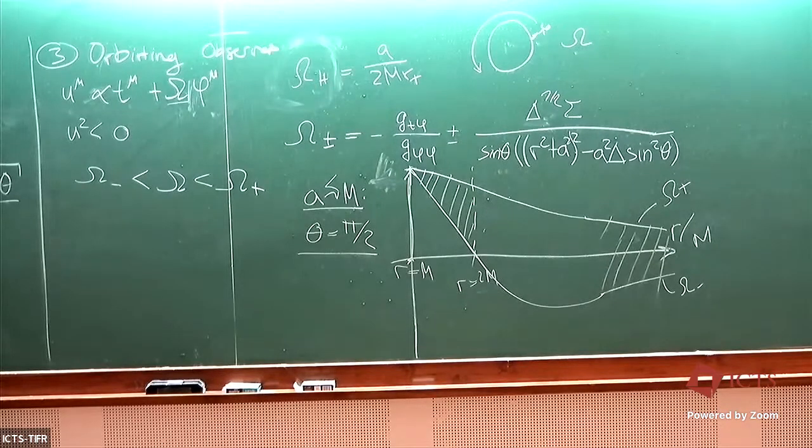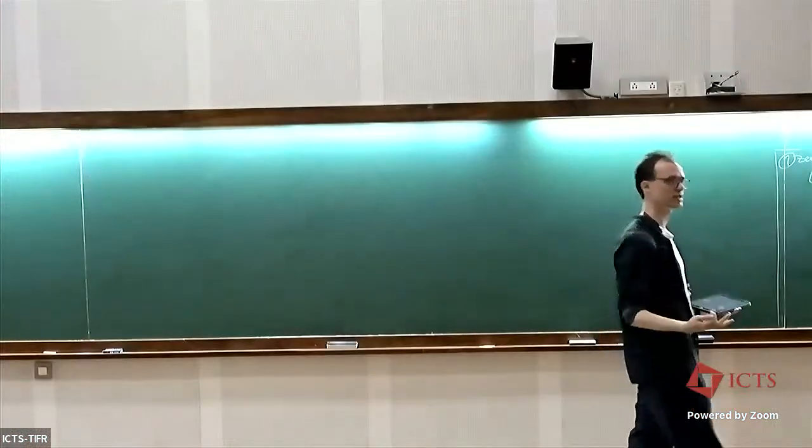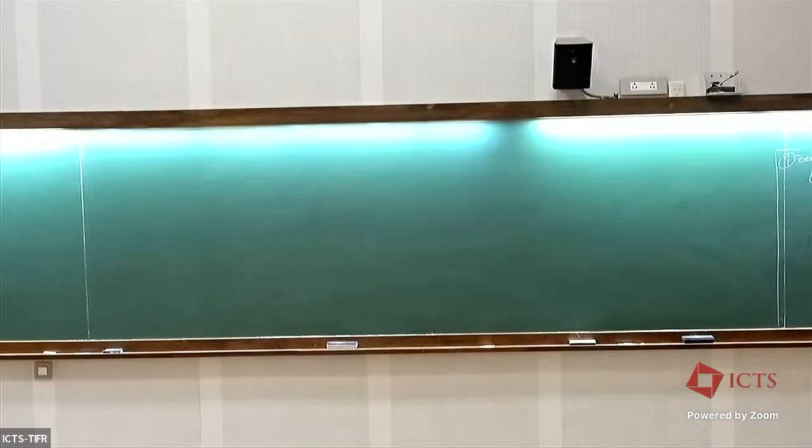Okay, so far we've been talking about observers and trying to understand intuitively that way what properties the Kerr spacetime has. So now let's try and understand what happens if we throw something into the black hole. So we're not just outside, but we throw something in.